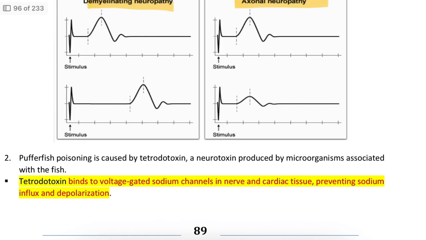Here you can see one toxin that we call tetrodotoxin. This tetrodotoxin is a neurotoxin from pufferfish. Pufferfish poisoning is caused by tetrodotoxin. It blocks voltage gated sodium channels in neurons and heart. It prevents depolarization, causing muscle paralysis, respiratory failure, and no action potential conduction. Okay. This is very important for your USMLE and FMGE because they might ask questions from this.